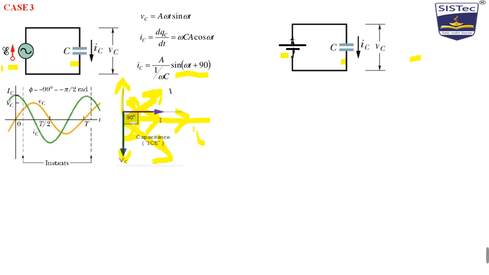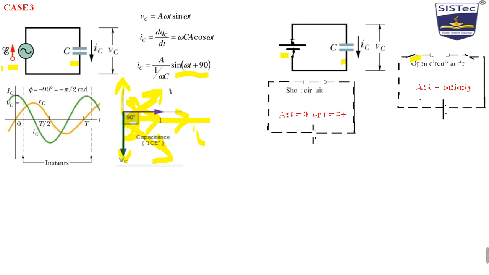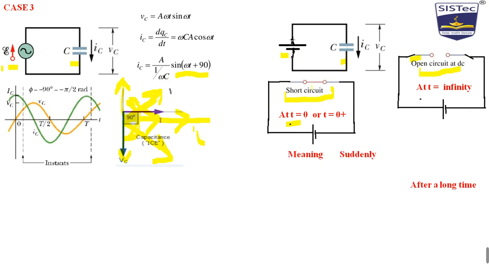Here in the capacitance, I have already told you, if current is there then the voltage is like this. And in the case of DC, what is happening? The vice versa. First it behaves like a short circuit, and then it behaves like an open circuit, at t equal to 0, when it is suddenly applied. So you all know this meaning of suddenly.